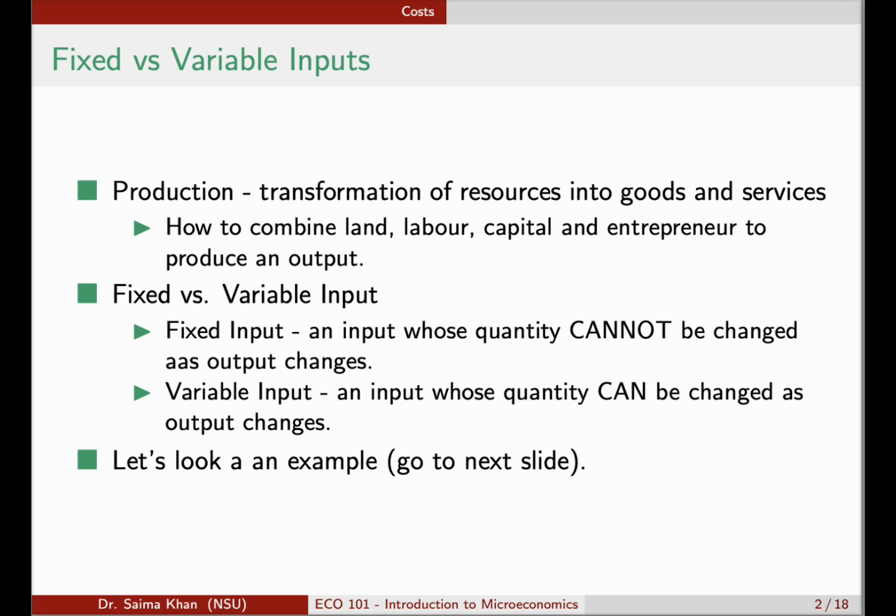Specifically, when we talk about fixed input, we are talking about inputs that remain the same whether you increase production or not. On the other hand, when we are talking about variable inputs, these are inputs that are going to change as you produce more and more. Similarly, if you were to reduce production, then this input would also be falling. To better understand this, let's actually look at an example.